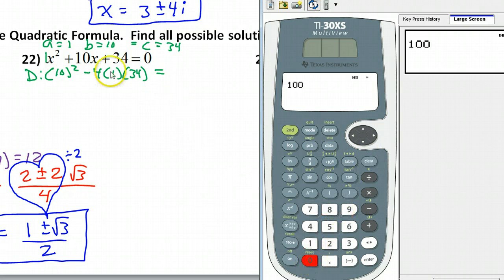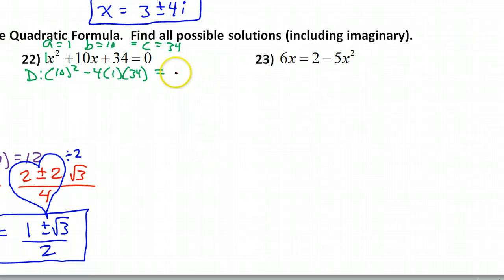Remember I told you to do this in your head, so 10 squared is 100. So 100 minus 4 times 1 times 34. Okay, negative 36. Imaginary numbers are coming. So the discriminant is negative 36.